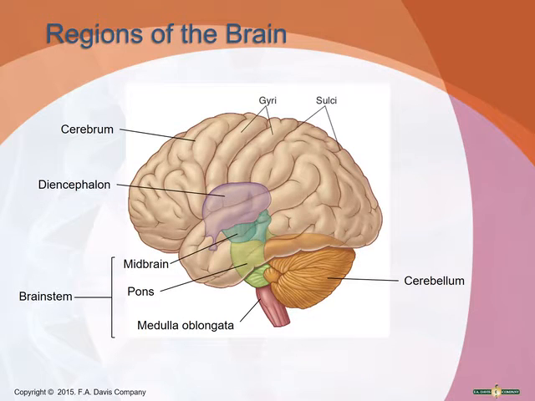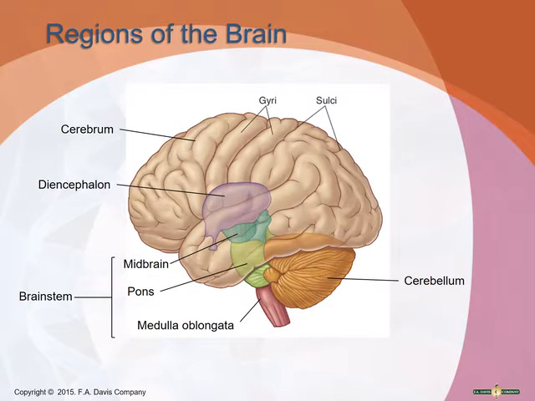The cerebrum is the largest portion. It's this right here. Thick ridges called gyri mark its surface. You can see here the ridges. And then shallow grooves called sulci divide the gyri. Deep sulci are called fissures.